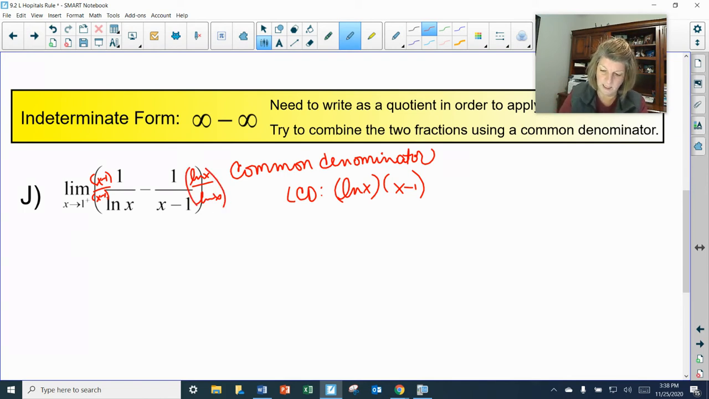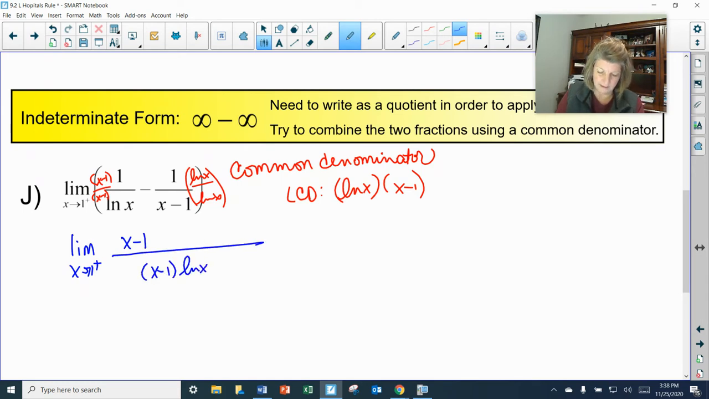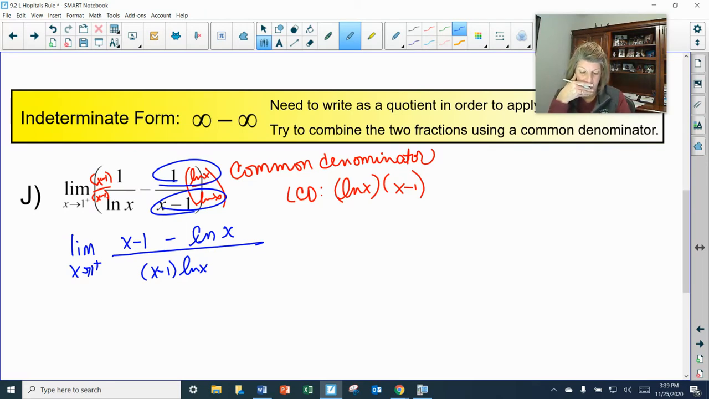And this will take me to a limit as x approaches 1 from the right. I would have x minus 1, and the common denominator is going to be x minus 1 times natural log x. The other part, here's my numerator, minus natural log of x, and then the common denominator, same. So does that help us out?